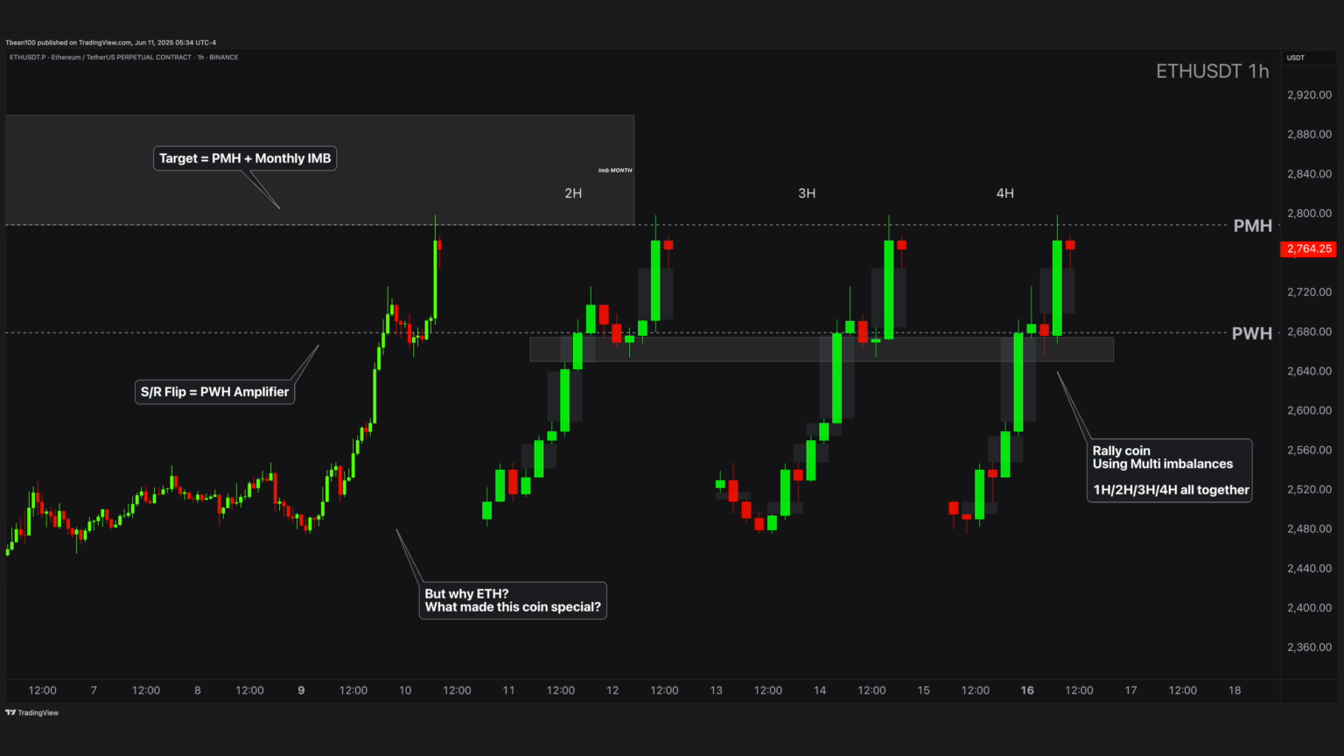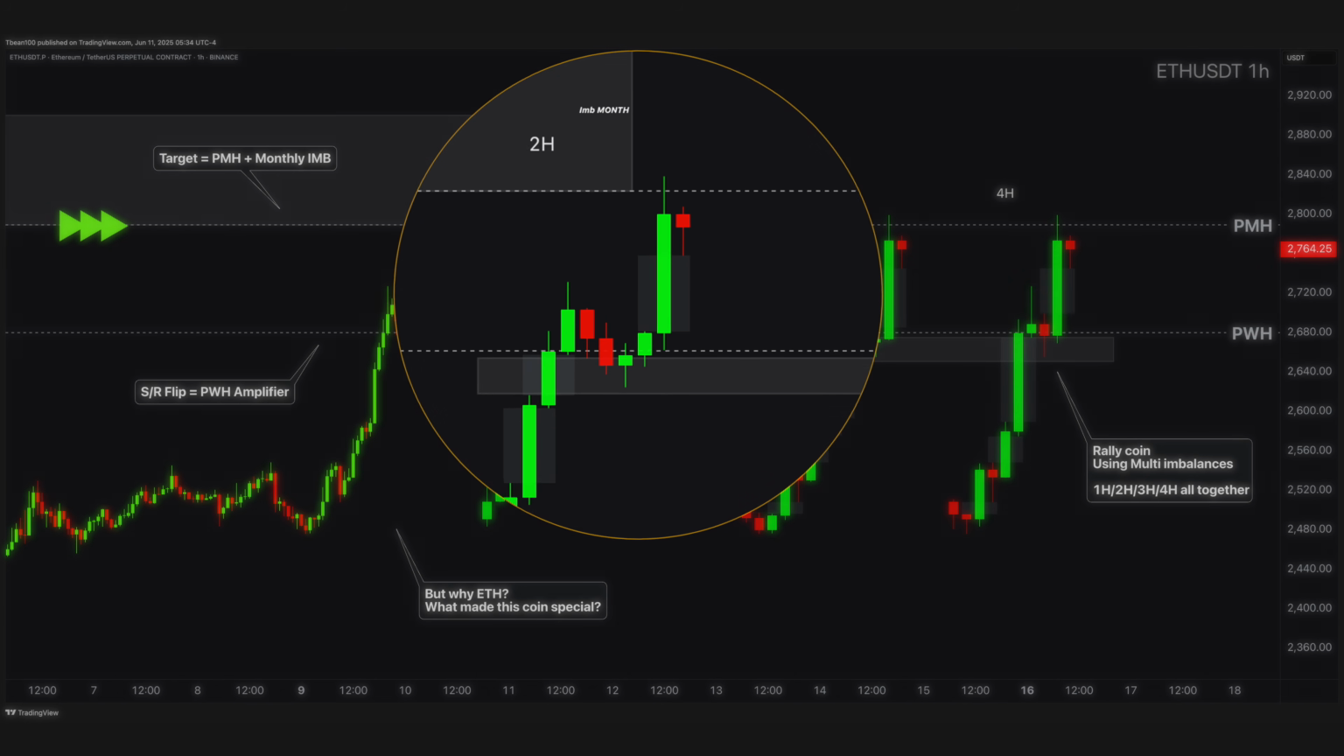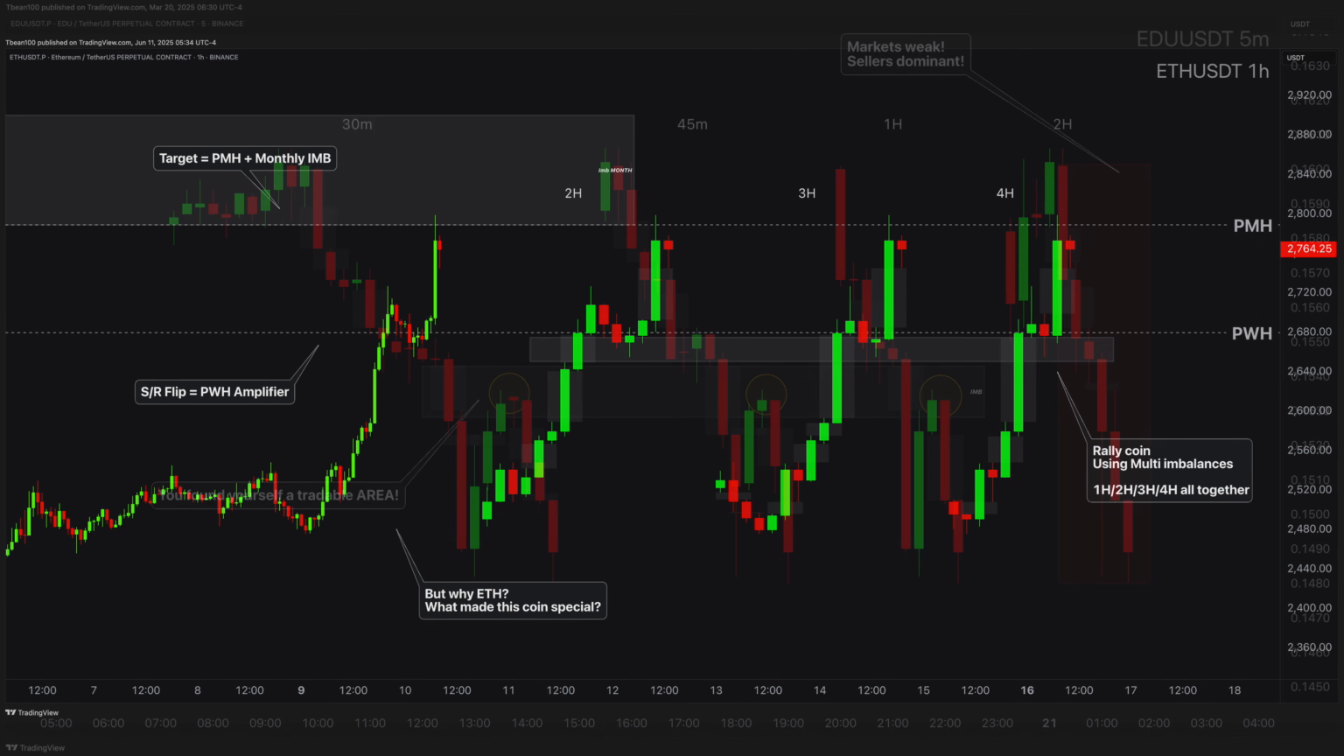Let's look at another example here. First of all, we have a great target above, if you can see it, the monthly high with the imbalance combo. In our multi-imbalance area, price first pulls back and then moves as the buyers get stronger and start taking out the highs. Continuous break of structure happening in the lower time frames in this example as well.